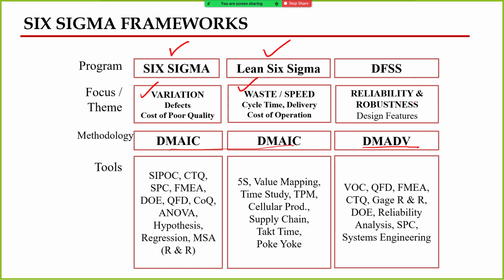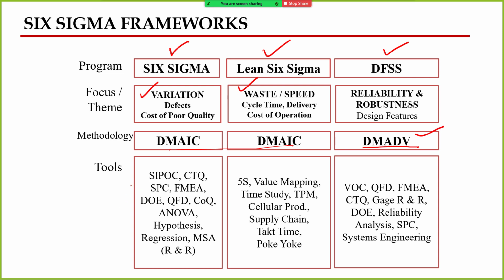But if you want to build a process which should be reliable and robust, then we are going to adopt the program of DFSS, which is Design for Six Sigma. For that, we are going to implement the DMADV methodology.